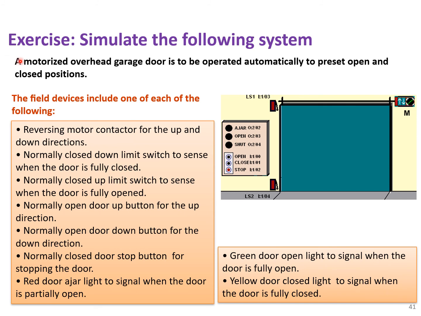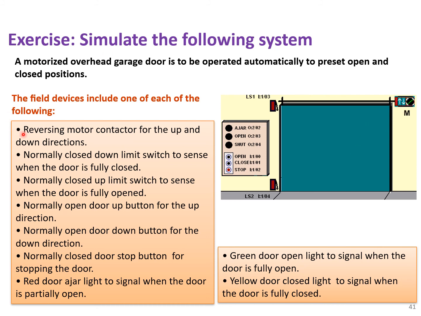A motorized overhead garage door is to be operated automatically to preset open and close positions. Okay, so once the door is completely open, we are in this preset open. Once the door is completely closed, we are in the closed position. This is the motor. Okay, and let's see what inputs and outputs you could use in your program and visualization.